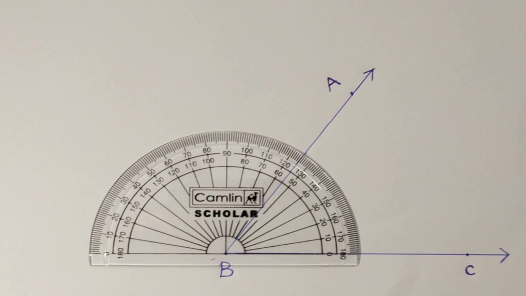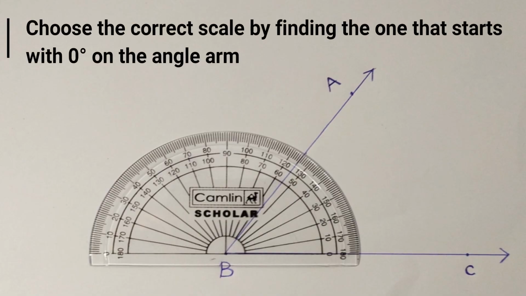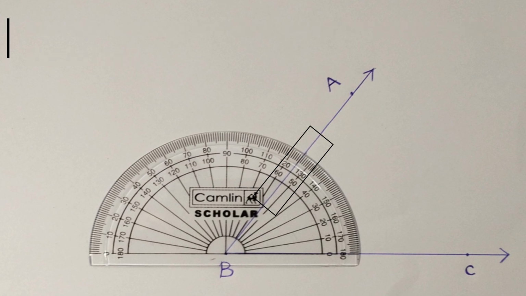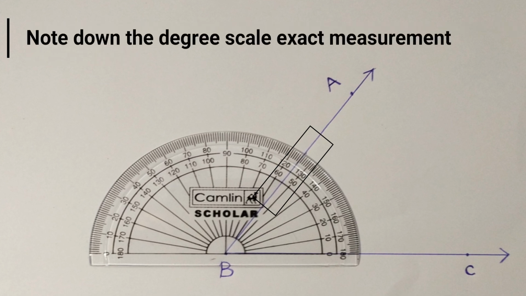Step 2. Measure the angle. Remember, there are 2 degree scales. Choose the correct scale by finding the one that starts with 0 degrees on the angle arm. Now look at where the other angle arm passes under the degree scale. That is where your measurement is. Note down the degree scale exact measurement. The angle is 55 degrees.